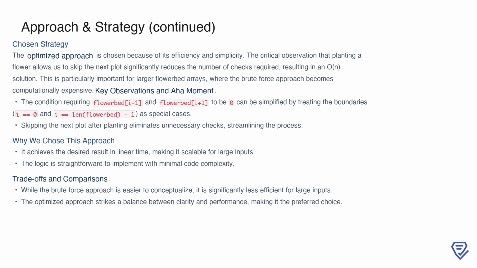There are a couple of key observations that refine this strategy further. First, handling boundary cases such as the start or end of the array simplifies the logic since we treat these edges as special cases. Second, by skipping the next plot after planting, we streamline the process, avoiding unnecessary evaluations. Ultimately, we chose this approach because it delivers the desired results efficiently and with minimal code complexity. While the brute force method might be easier to understand initially, it becomes impractical for larger inputs. The optimized approach strikes the perfect balance between clarity and performance, making it a clear winner for solving this problem effectively.